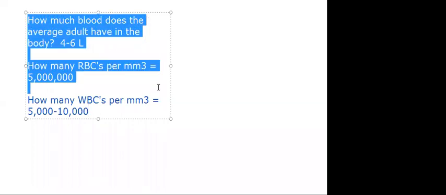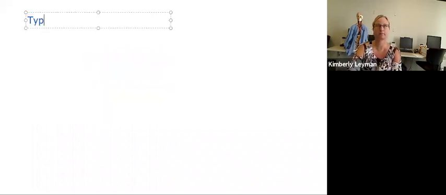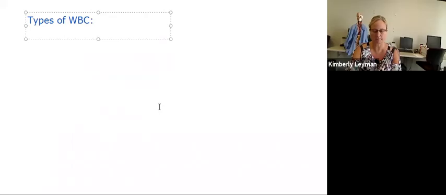And how many types of white blood cells do we have? 5. Who can name them? You have basophil, eosinophil, neutrophil, lymphocyte, and monocyte. Monocytes. Close. Okay.